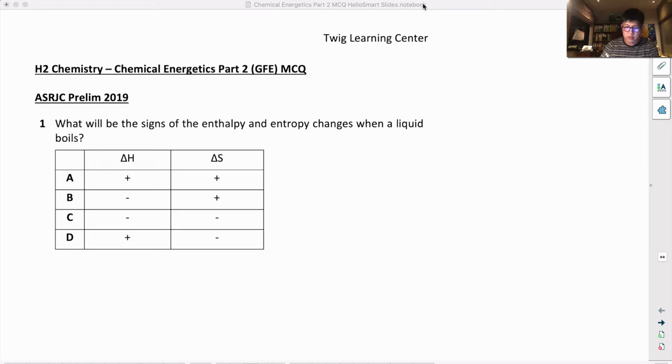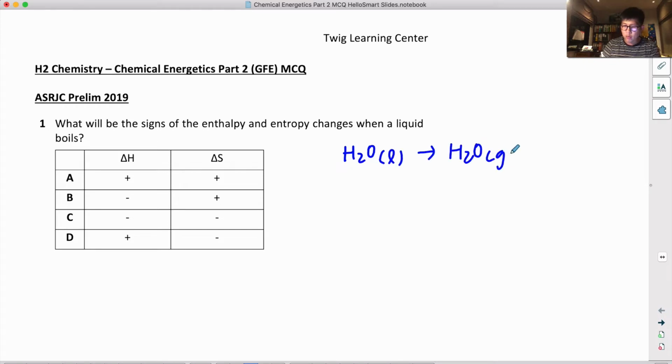So just take a simple case like this. Take water, say water from a liquid become a gas, right? So from a liquid become a gas, actually there's an increase in entropy, so it has to be positive. When the water from liquid become a gas, it is absorbing heat, right? Absorbing, so it's endothermic. So I'm just going to put a tick over here, which means the answer is going to be A.